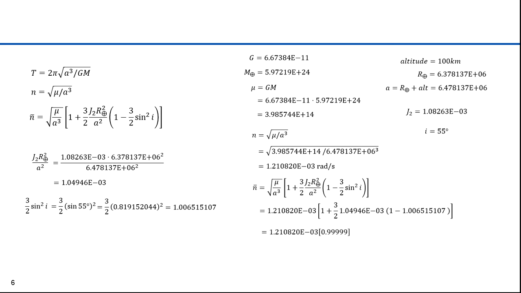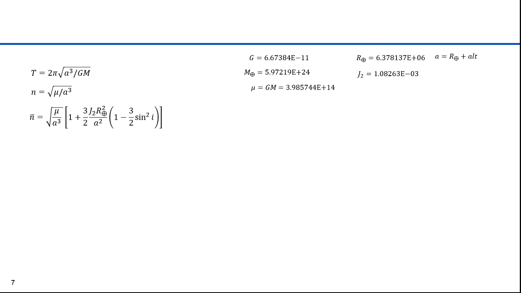If we do the math for the terms in the brackets, it results in this. This is the uncorrected mean orbital motion times 0.99999. That's 5 nines. That's a very slight correction. That results in this. The difference is relatively small. Here's the difference in degrees. That equates to 0.06 degrees per day. Over a year, that's 22.4 degrees.